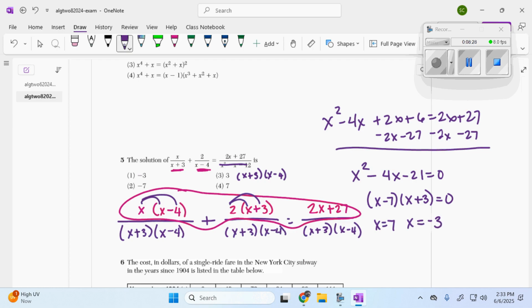You'll notice both of them are choices. And the reason why is one of these answers is going to be rejected because it's extraneous, and that one is negative 3. Not because it's negative, but because it would make this fraction's denominator 0. And we can't have 0 denominators, so this answer should be choice 4. Right? Again, we call that an extraneous solution.